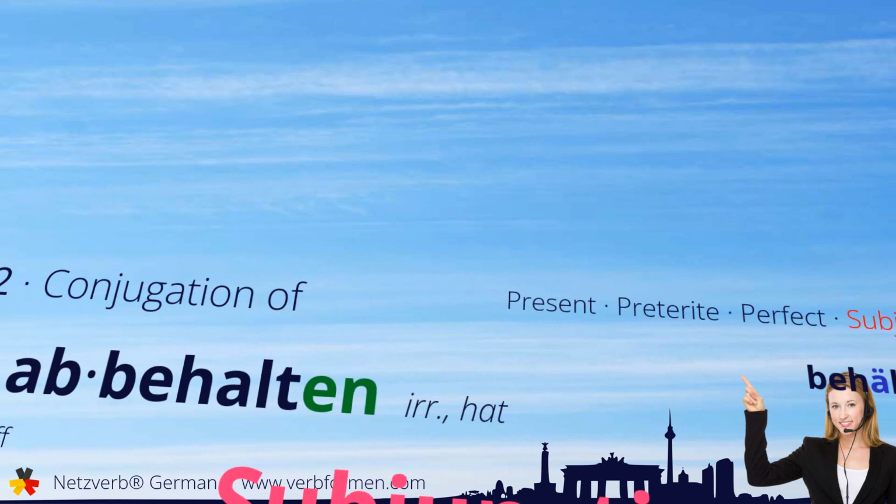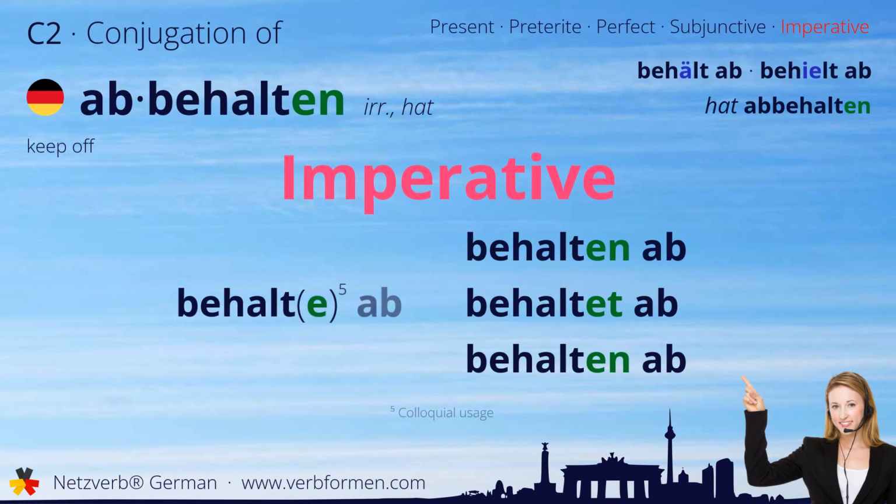And finally, we'll cover the imperative. Behalte ab du. Behalten ab wir. Behaltet ab ihr. Behalten ab sie.